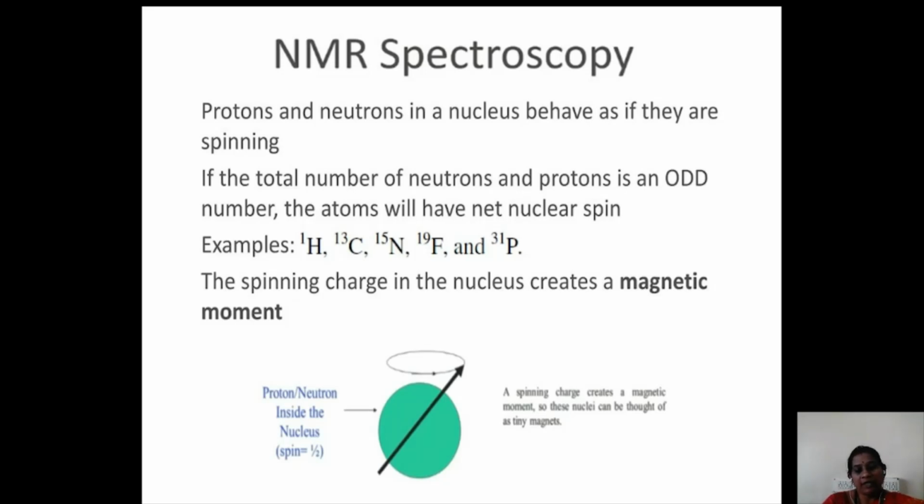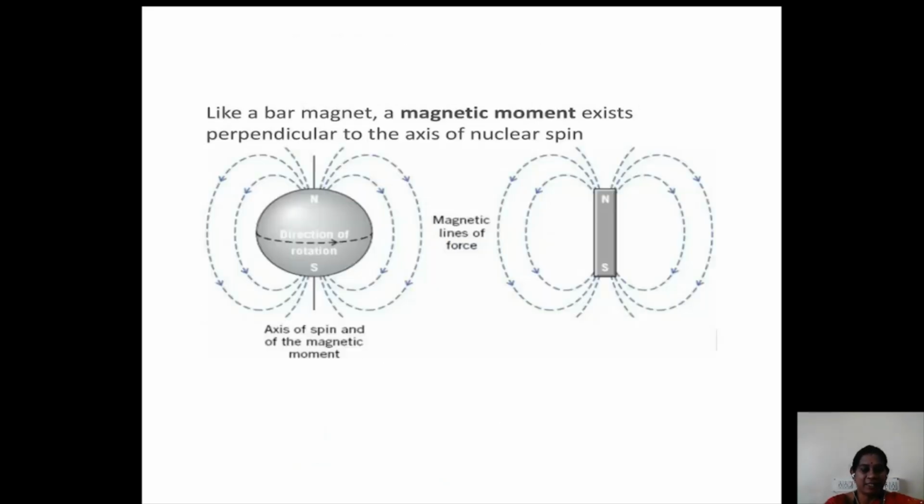As you all are very well aware, protons and neutrons in a nucleus behave as if they are spinning. And if the total number of neutrons and protons is an odd number, the atoms will have a net nuclear spin. For example, 1H, 13C, 15N, 19F and 31P. The spinning charge in the nucleus creates a magnetic moment. So these nuclei can be thought of as tiny magnets.